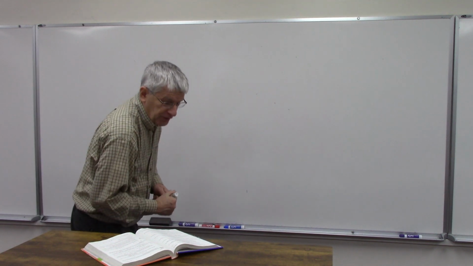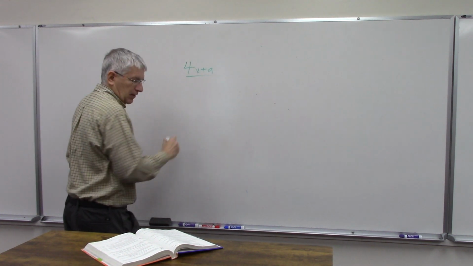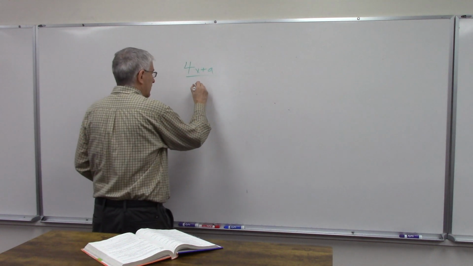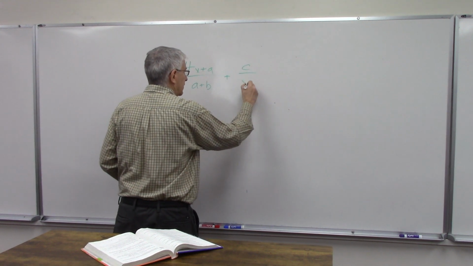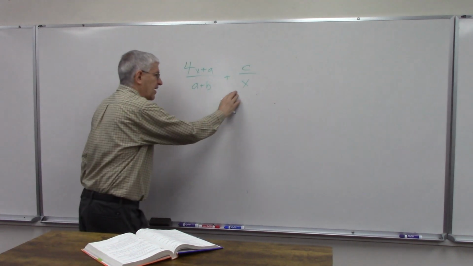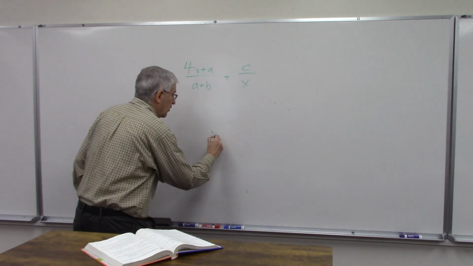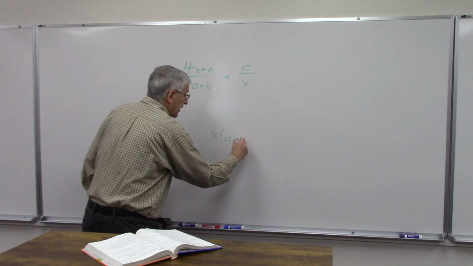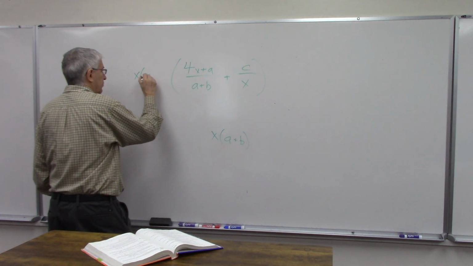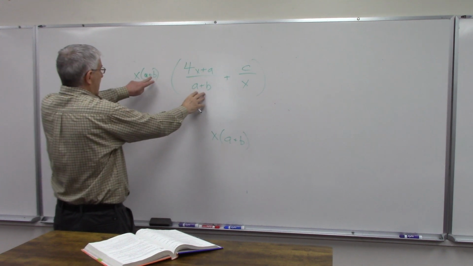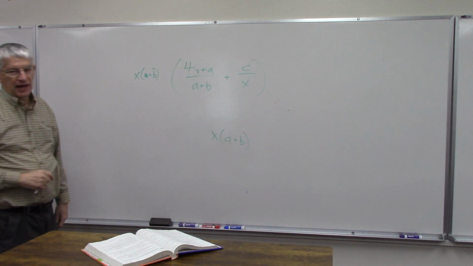All right, 52.2 is 4x plus a over a plus b plus c over x. Again, we do not have a common denominator, so we've got to get our least common denominator. Again, there's no magic or match there, so it's got to be x times a plus b. The a plus b cancels out, but now we have 4x times x.